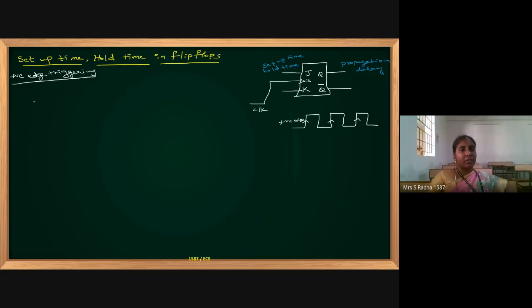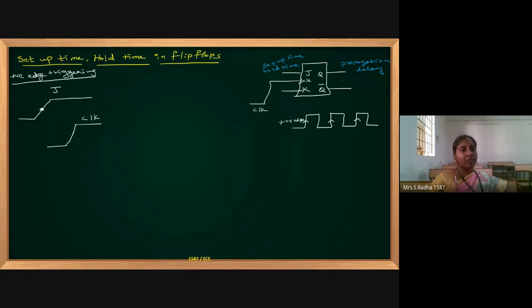Setup means, I have taken a JK flip-flop. I am giving J input. This is the J input, but the clock is not yet provided for the flip-flop. So the clock is provided after the input. For example, the clock is provided somewhere here. This is the clock signal.